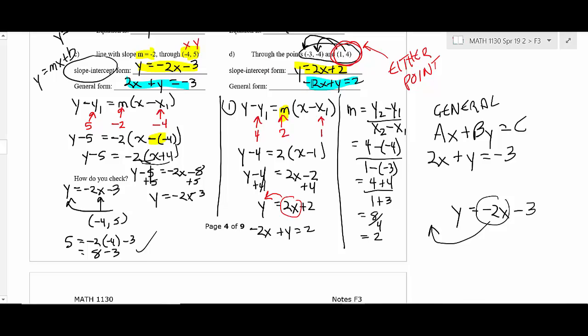And that's the solution. Okay? So general form: ax plus by equals c. Slope-intercept: y equals mx plus b. So you want to know those two formulas and what they mean. Okay? Everybody with me okay?